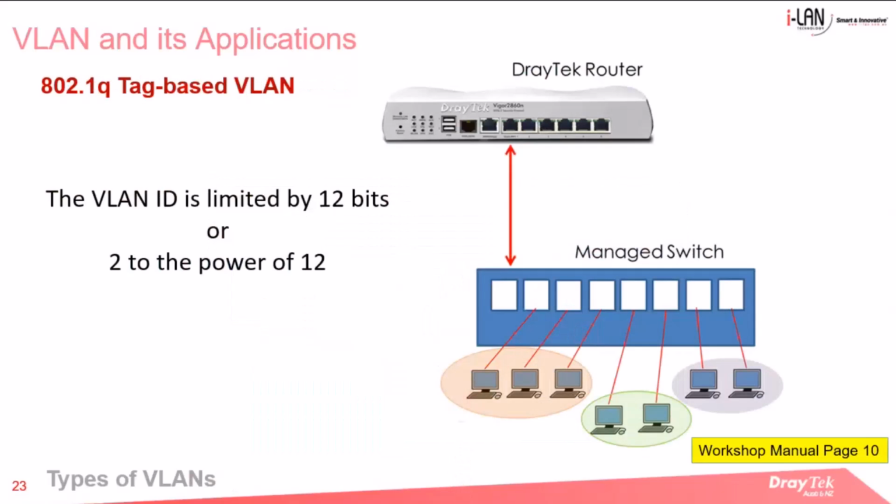The next type is the 802.1Q tag-based VLAN. In this case, the VLAN is not tied to any particular port on the router, but instead it is identified by a tag called the VLAN ID. The VLAN ID is limited by 12 bits, or 2 to the power 12, which gives a maximum limit of 4096. The actual number of VLANs that can be configured will be limited by the router model or the switch model, and it would usually be between 2 and 50 VLANs.